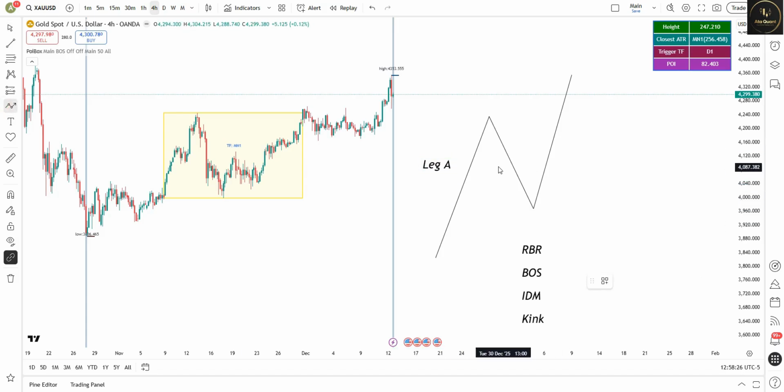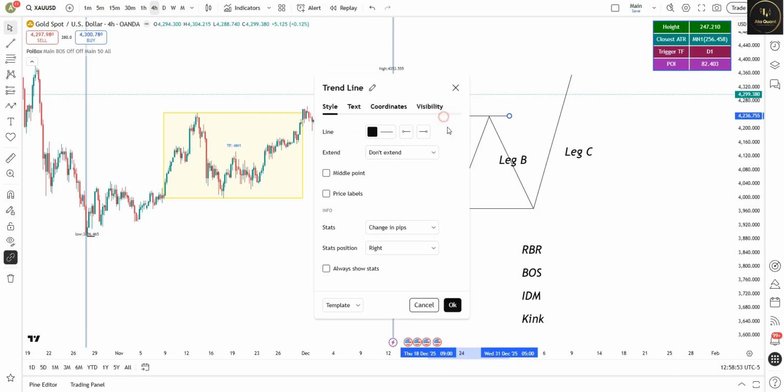We call this leg B. This is the corrective leg, and we call it leg B. And at the base, this is leg C. Leg A, the first segment, leg B, the second segment, and leg C, the final segment. From this particular range to this specific range, I have carefully marked this out for you.